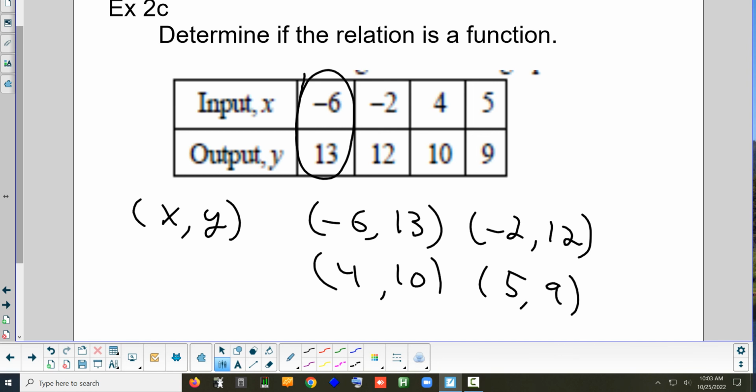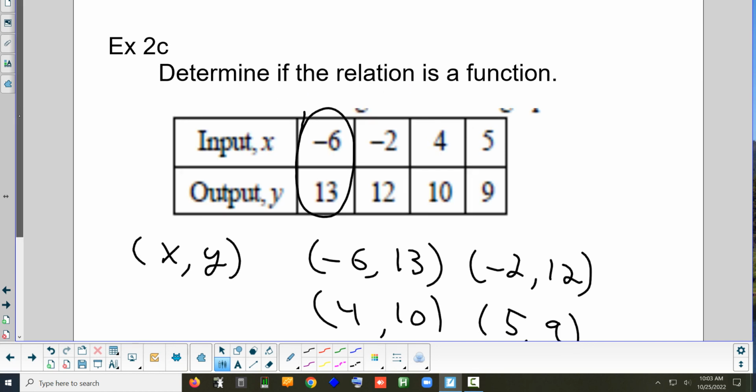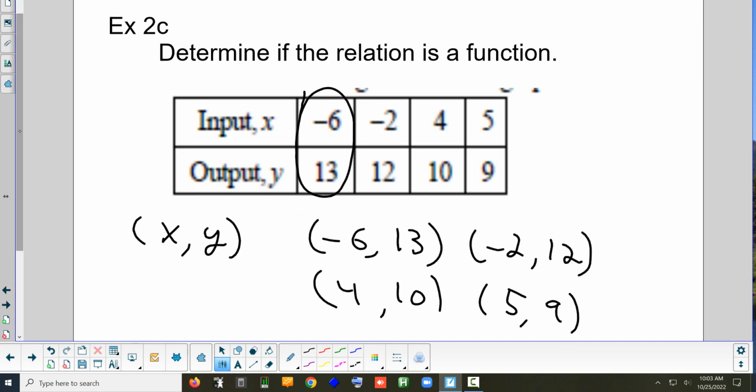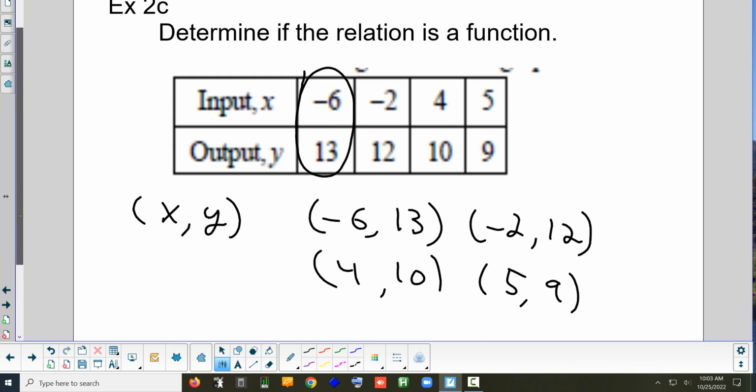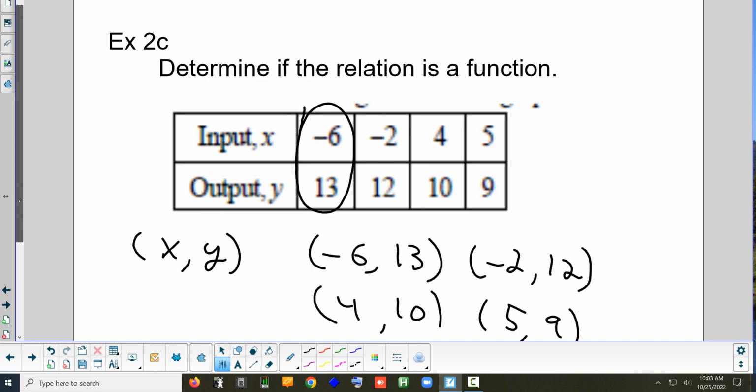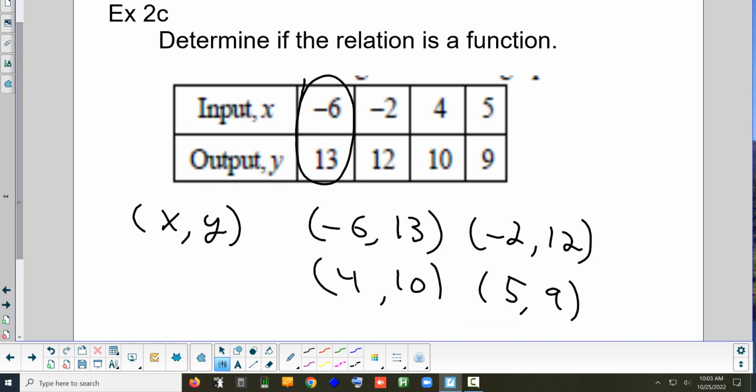Now, personally, would I do that? No, probably not. I would not take all the numbers in the table and rewrite them as coordinates. But if coordinates is what you're used to, and you like that better, then you can do it. Okay. This time, they're not asking for the domain or the range. All they want to know is, is it a function? So the answer here is either yes or no. Is this a function?